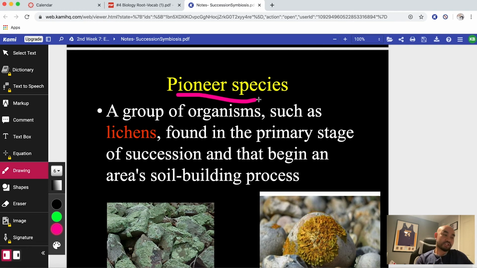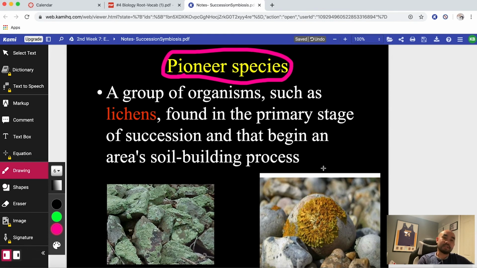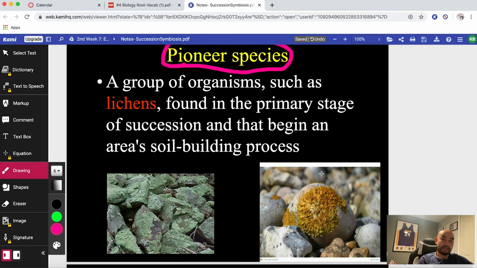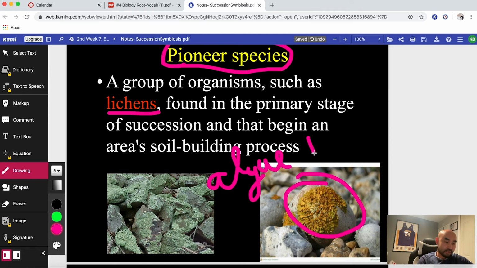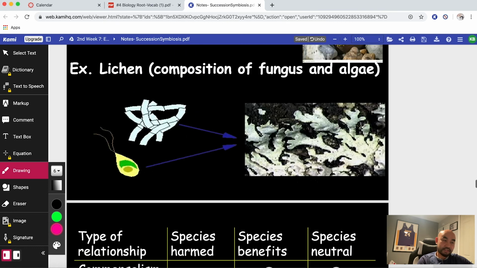In a primary succession, you have what we call a pioneer species, right? Remember pioneer? You guys learned in middle school. A pioneer is the first person that comes into an area. A pioneer species would be the first organism that enters that ecosystem. And most of the time they are the lichens. Remember the lichens? What are lichens again? They are a combination of algae, a living thing, plus what? Algae and what else? Let's go back.